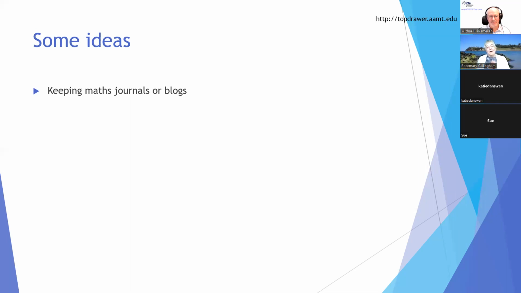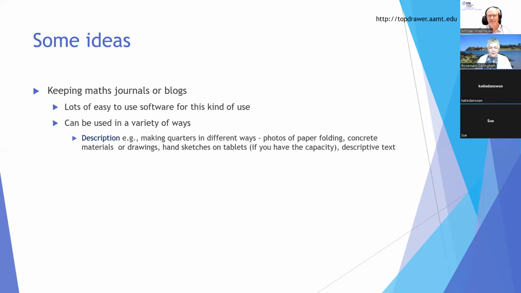Now, I did this 20 odd years ago, we didn't have access to the sort of technology we've got now. But you think about using some kind of a tablet with a notebook on it, that sort of thing. That's exciting, and kids would enjoy doing that. And there's lots of easy to use software for that sort of thing. And maths journals or blogs can be of different kinds. So there's a description. So you get kids to make a quarter in different ways. I'm choosing deliberately quite low level activities, things that would be done in grade 1, grade 2, grade 3.